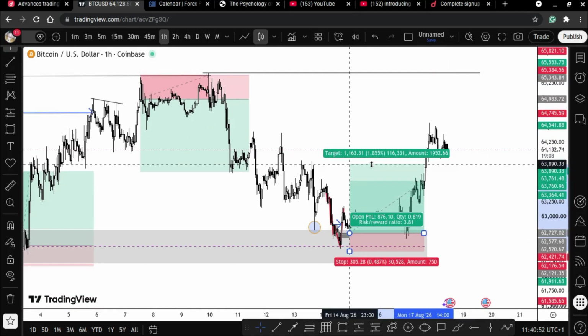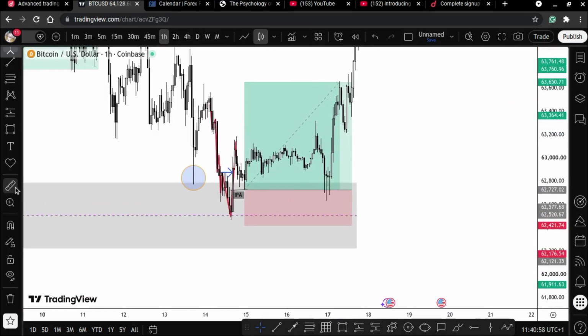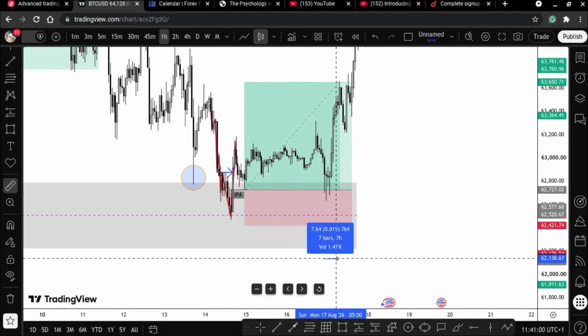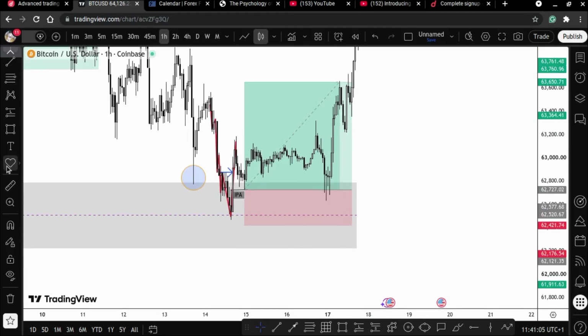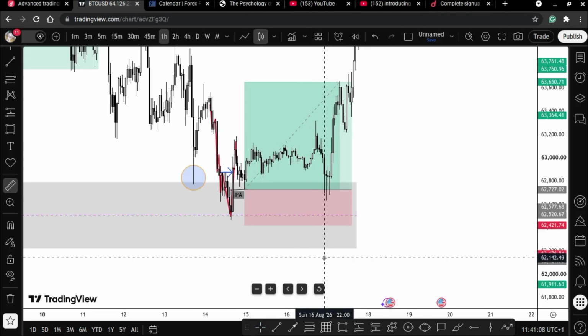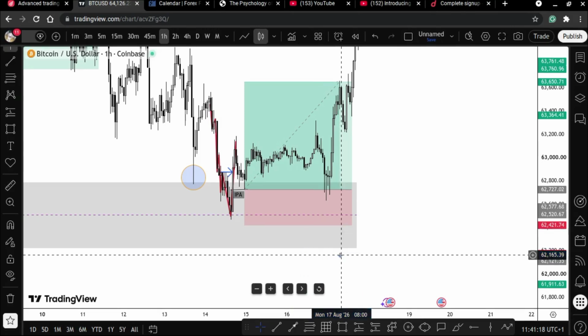So this is 1 to 3 right here, and that would have taken around how many hours? Let's see. Okay, so would have been tapped in here and TP smashed around here, so that would have taken about 9 hours, cutting across, getting activated on Sunday, right? And then price closing on Monday, yesterday, 8 hours of Monday London session.